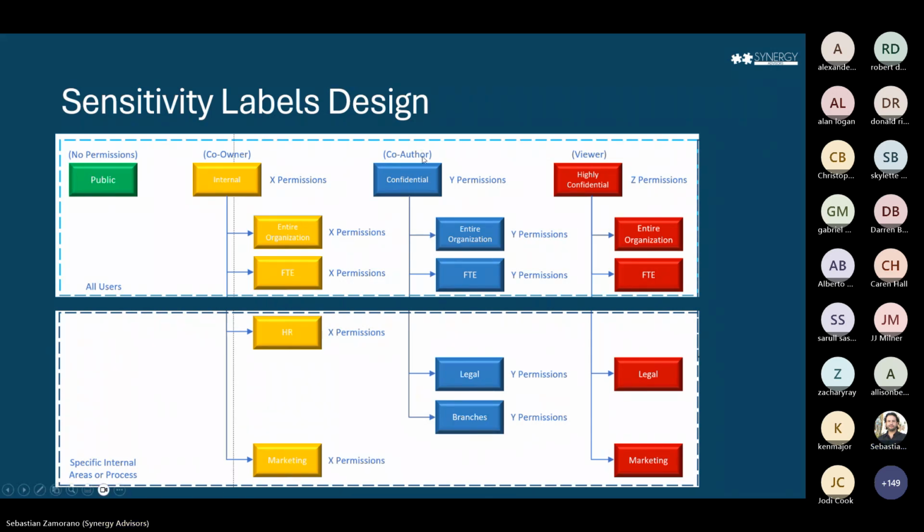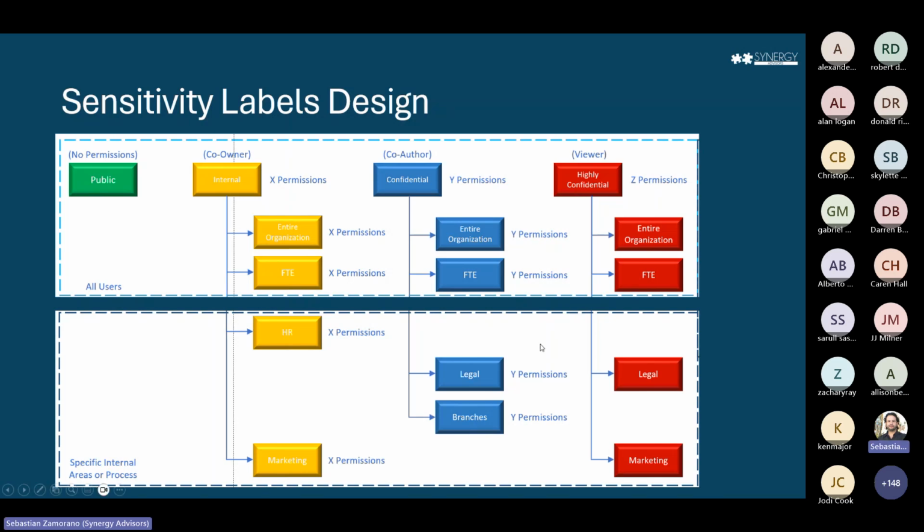With co-author, you have someone that is the protection owner, the person responsible for that, and is the only one that can change the label. The rest of the people can start working on the file, but no other people in that area can change the label. And with viewer, you can only view the files, or with reviewer, the people can still work on the file, but they cannot print or copy the data.